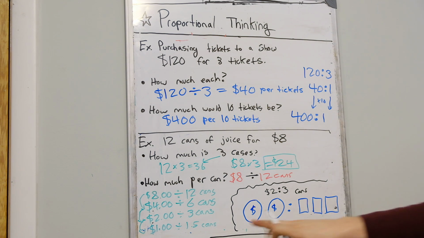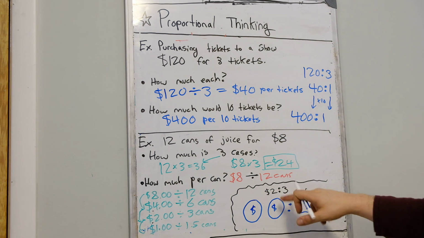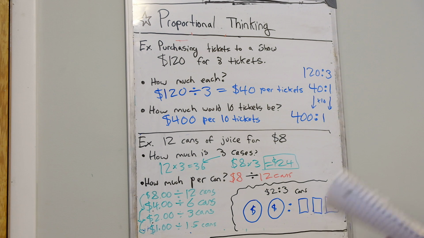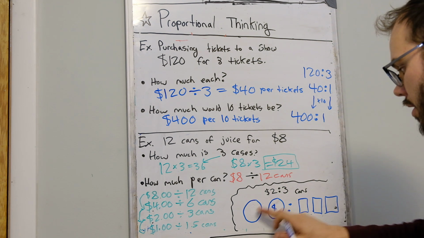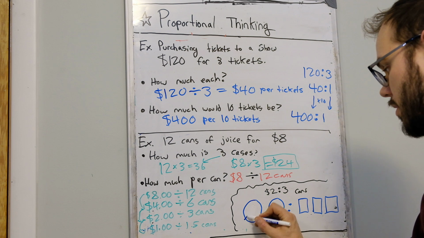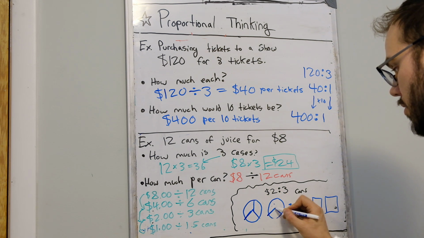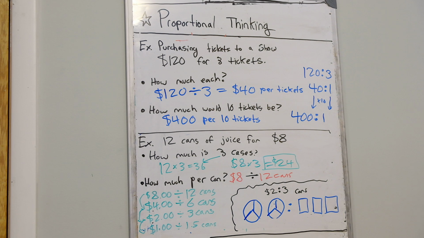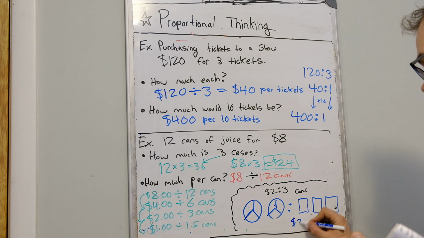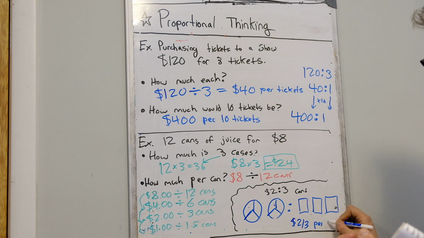So let's imagine this ratio. We know that there's $2 for every 3 cans. So let's take these $2 and just chop them up across the cans so that they're evenly divided. So what we're going to do is we're going to split this into 3, and we're going to split that into 3. Right? And then essentially each can is getting two of these thirds. So this is 2/3 of $1 per can.